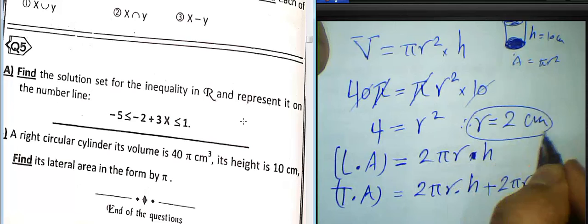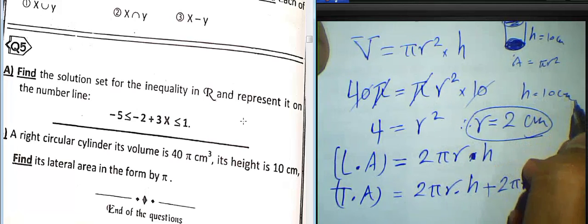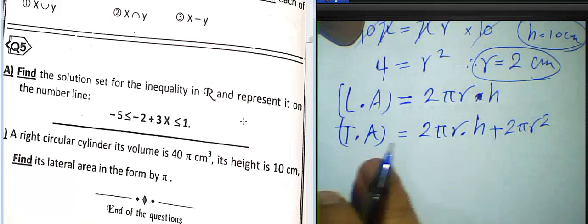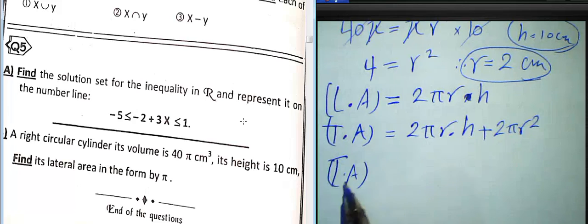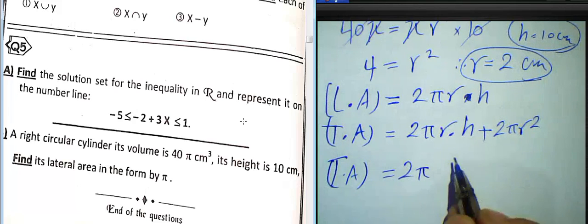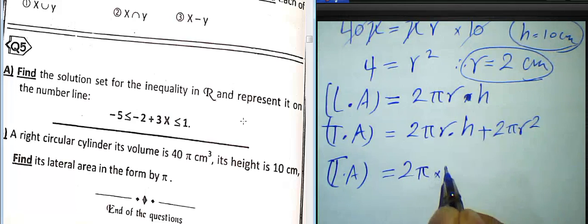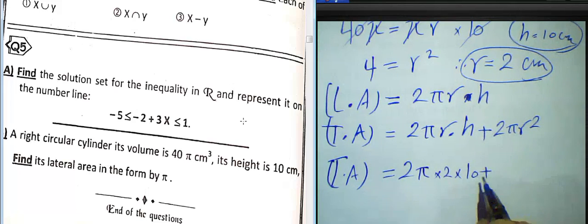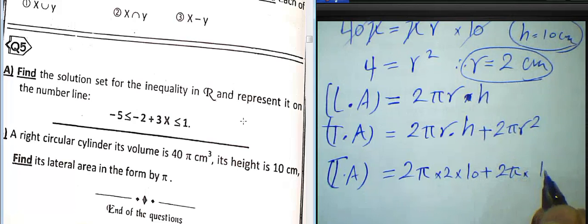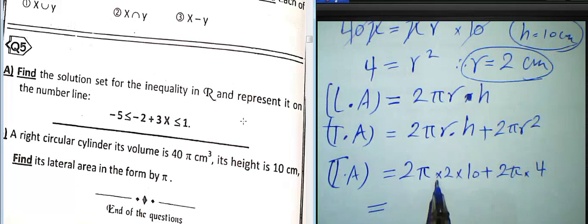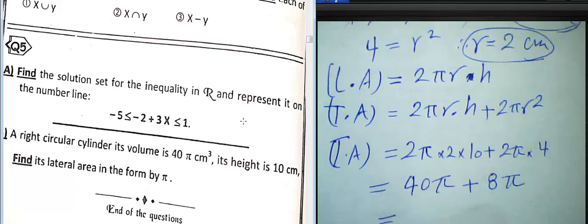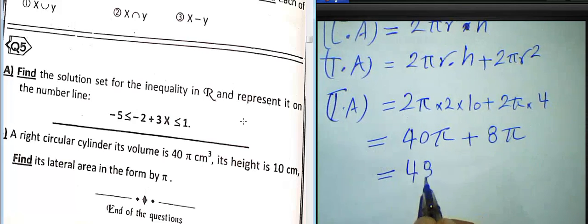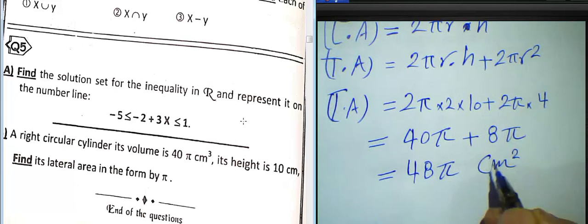We have the radius 2 centimeters and the height equal to 10 centimeters. It's easy to find the total area in terms of π. Total area equals 2π times r, which is 2, multiplied by the height 10, plus 2π times r², which is 4. 2 times 2 is 4, 4 times 10 equals 40, so 40π plus 2 times 4 equals 8π. The total area will be 48π square centimeters.